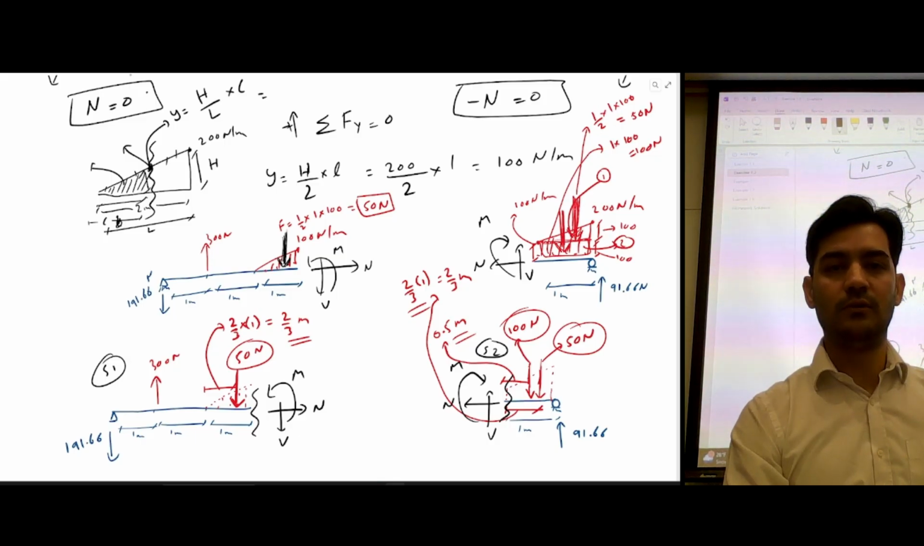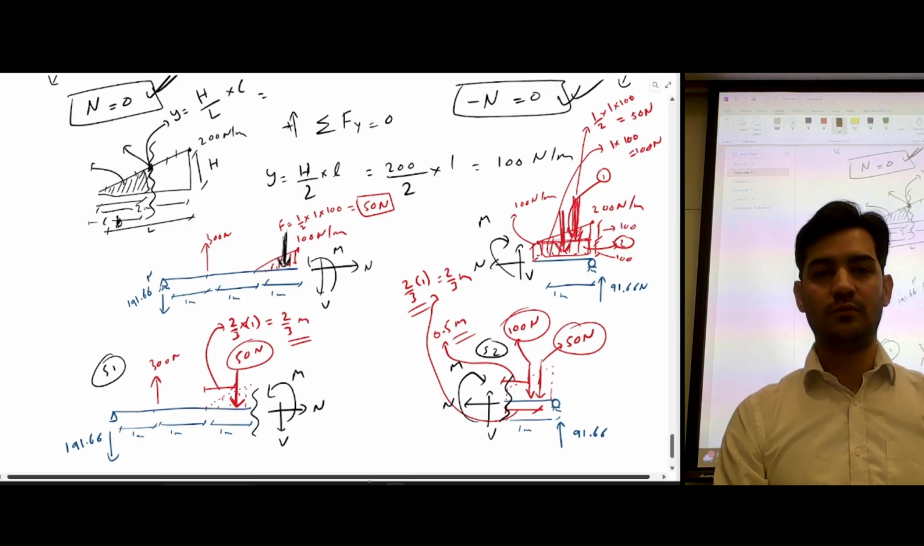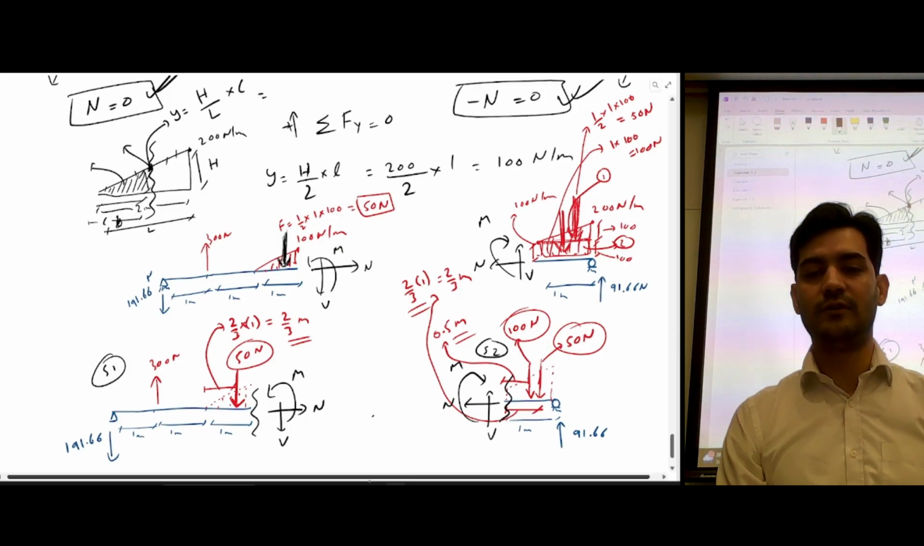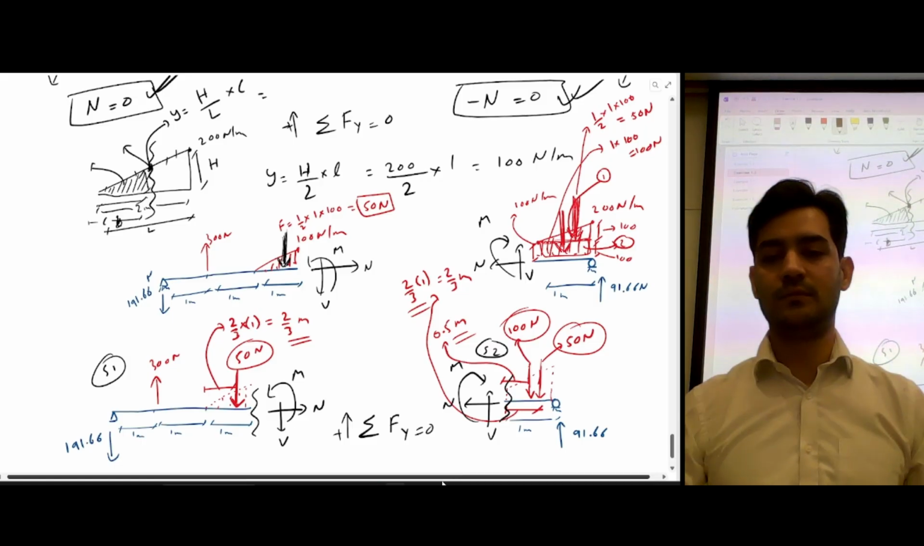We know the normal force comes out to be 0 in our case. Now we're going to use the second equation of equilibrium, that is, the summation of forces along the y-axis is equal to 0. We'll assume all the forces acting upward to be positive.